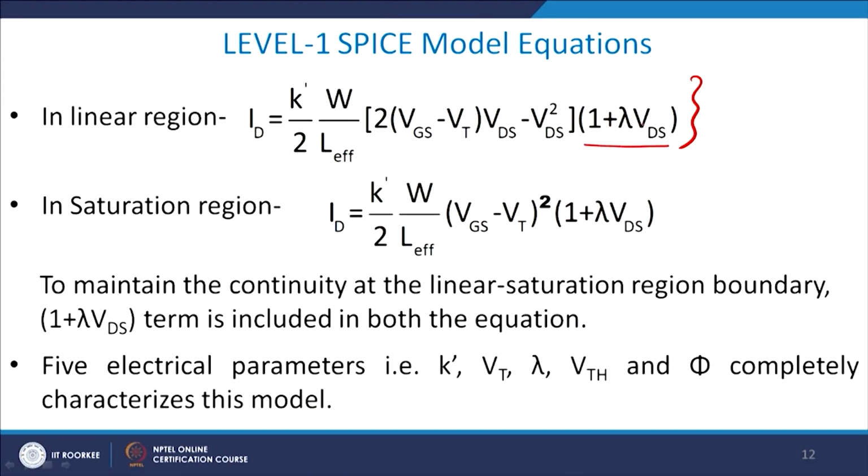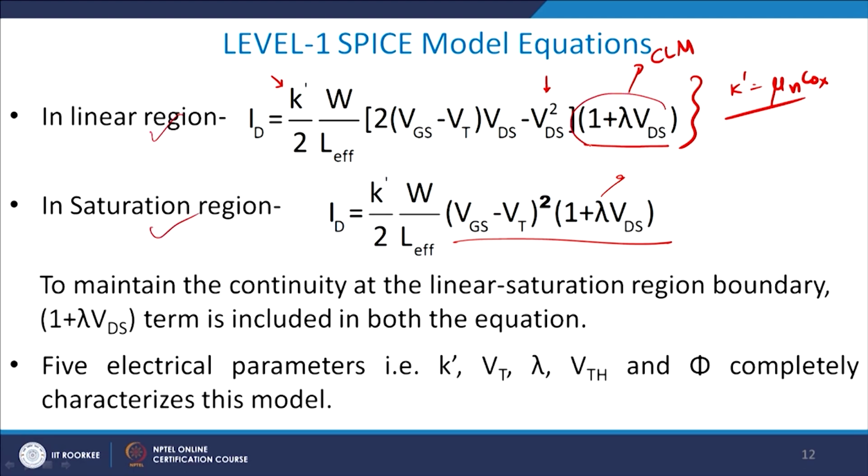It is 1 plus lambda VDS, where lambda is basically my CLM parameter, and it also depends upon the value of VDS. K prime is basically mu n C oxide, also referred to as the process transconductance parameter. In saturation, we have already discussed, it is K prime by 2 W by L effective, where lambda is the channel length modulation parameter. Now, to include continuity between the linear and saturation regions, this 1 plus lambda VDS is kept common, right. In the linear region, lambda will be approximately equal to 0, and therefore this will not play a role, but it will play a role in the saturation region.